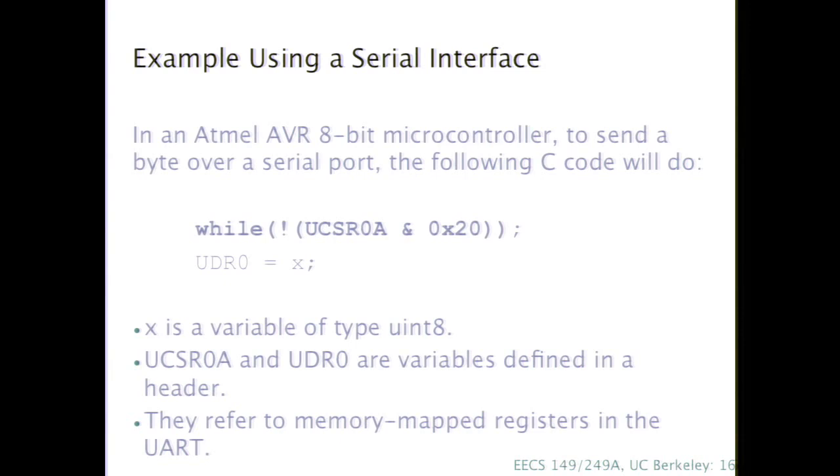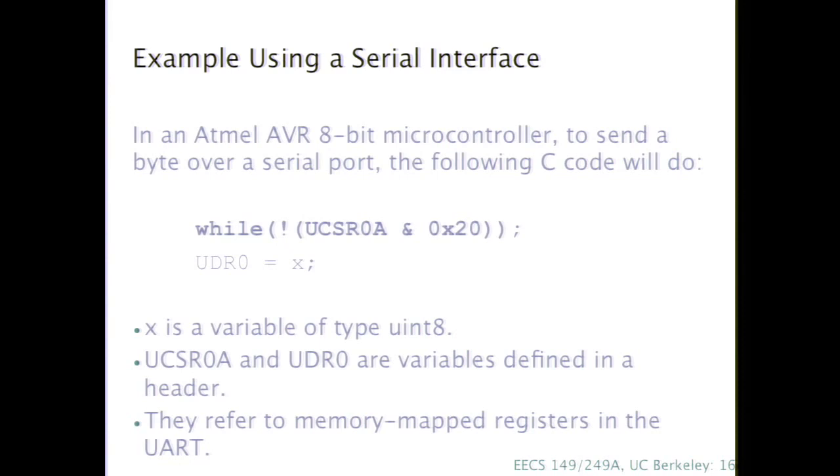Yes? It's checking a bit in a special register. It's checking a bit somewhere, and it's waiting until that bit does what? Because of the bang, it's waiting for that bit to be zero, right? So specifically, it's looking at the sixth bit at a memory location that is given by, what is that, UCSR0A? It doesn't look like C. Yeah, it's somehow referring to a memory mapped register, the contents of a memory mapped register.